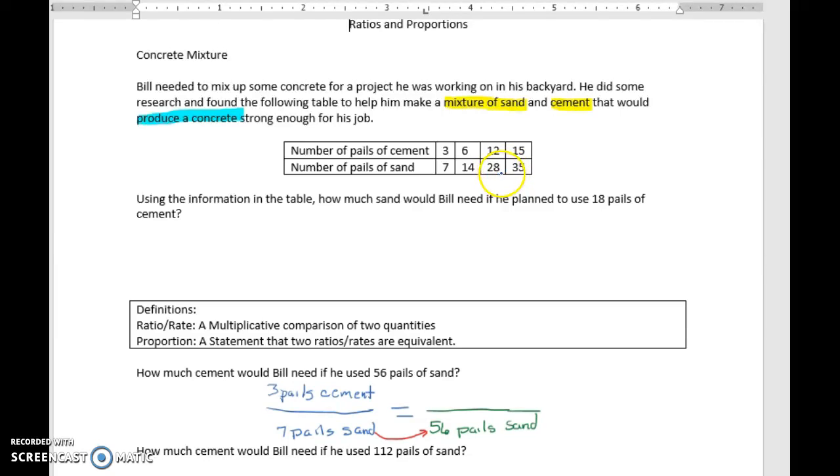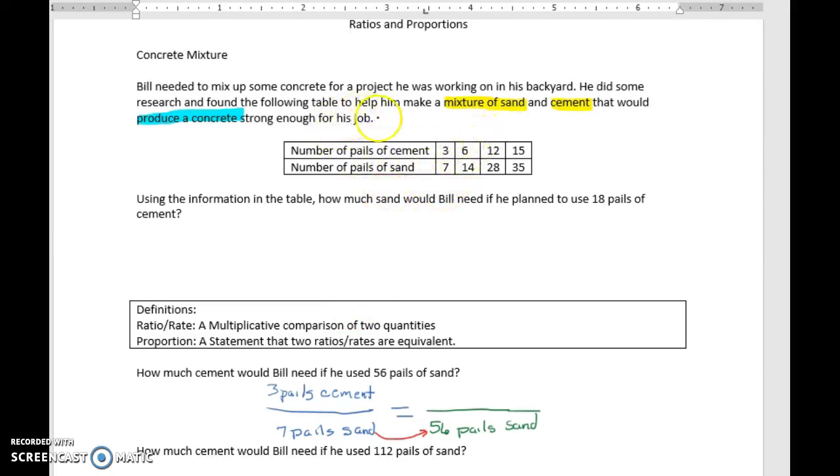In this video, we want to look at ratios and proportions. And you can look down here. A ratio is a multiplicative comparison of two quantities. And a proportion is a statement that two ratios or rates are equivalent to one another.